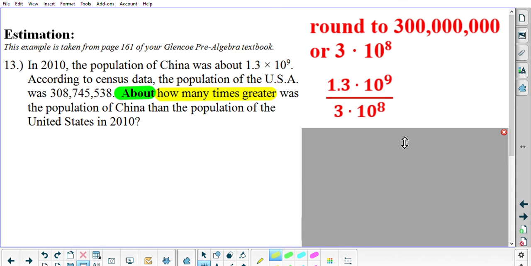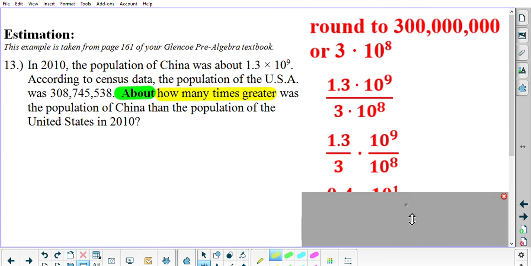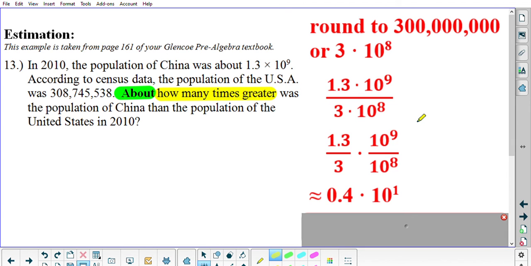All right, 1.3 divided by 3 would give you roughly 0.4. Now, it's not exactly 0.4, and I would probably use my calculator for this for sure. 1.3 divided by 3 was 0.433333333. But since, again, the direction said about how many times greater, then rounding this is actually quite appropriate. 10 to the 9th divided by 10 to the 8th, you would subtract the exponents, and that would give you 10 to the 1st.